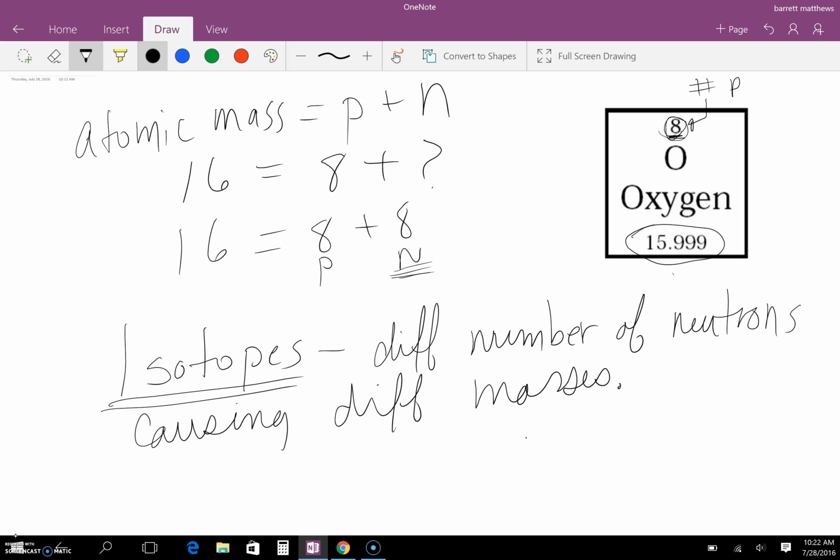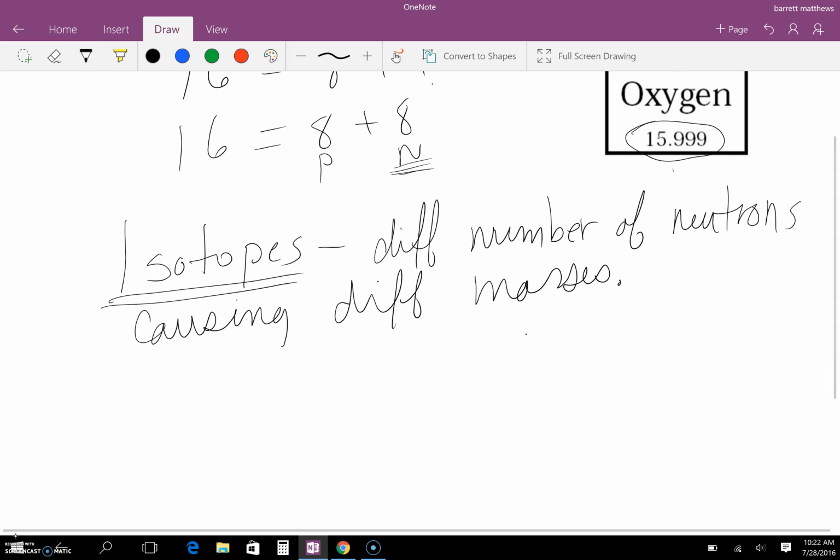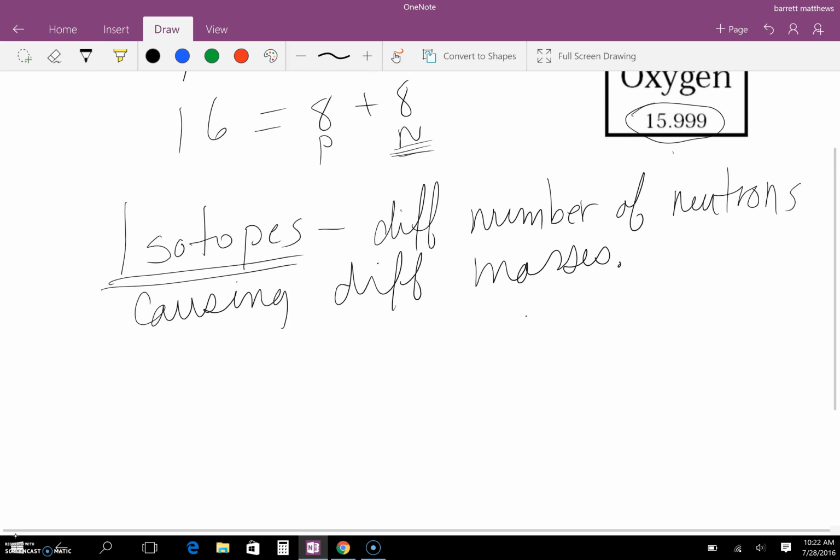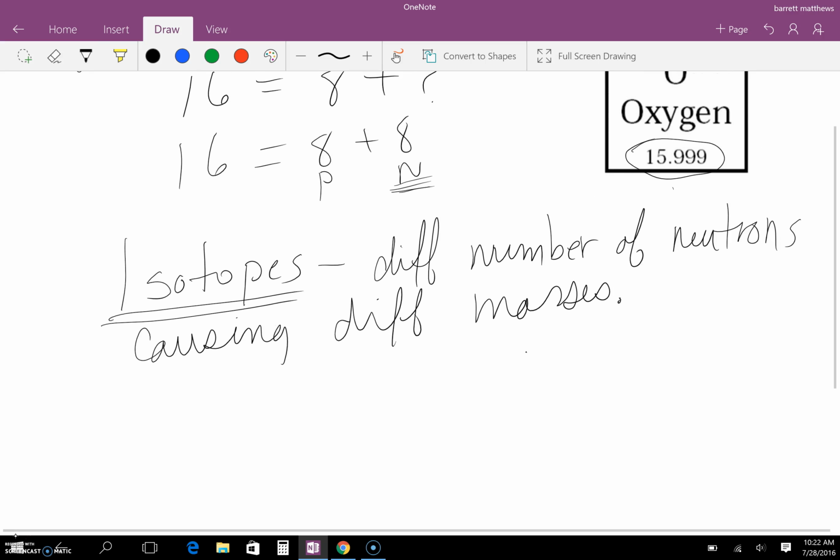The protons will never change because that is what makes the element what it is. If it's 8, it's oxygen. If it's 7, it's not oxygen. If it's 9, it's not oxygen. Protons are the identity of the element. The number of neutrons can change.